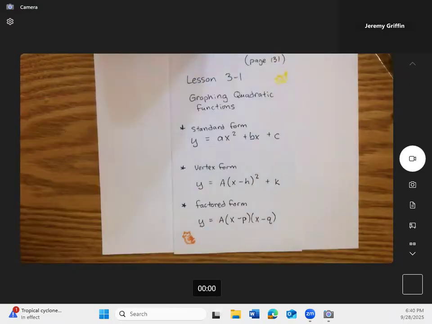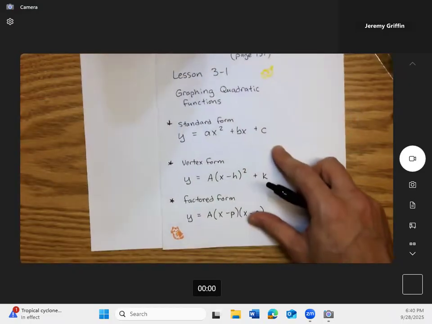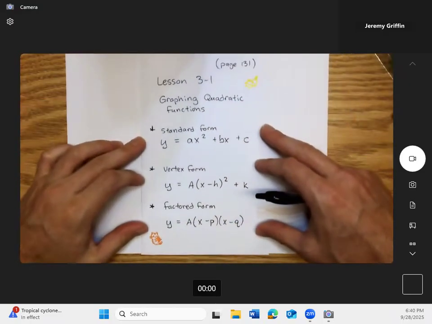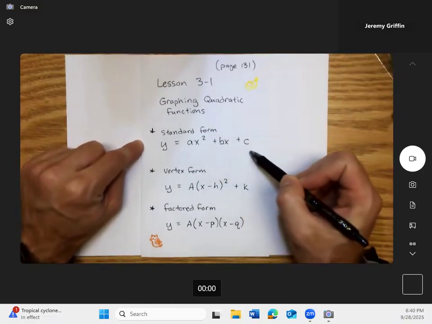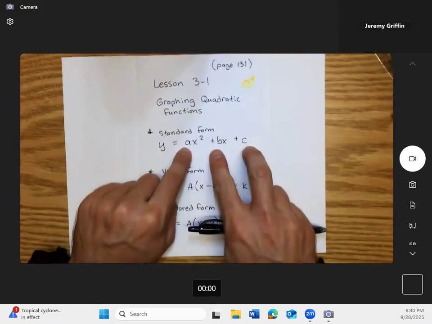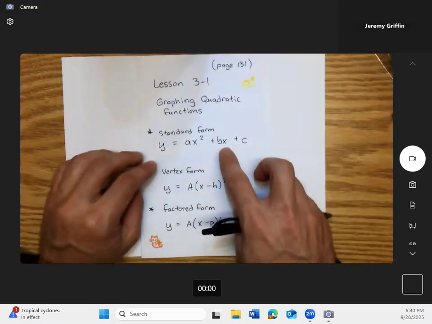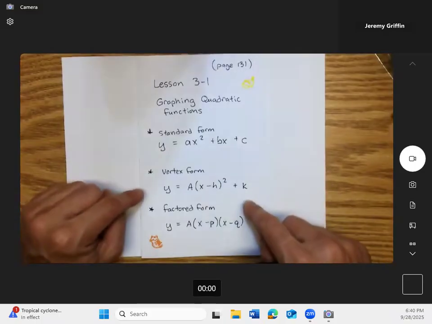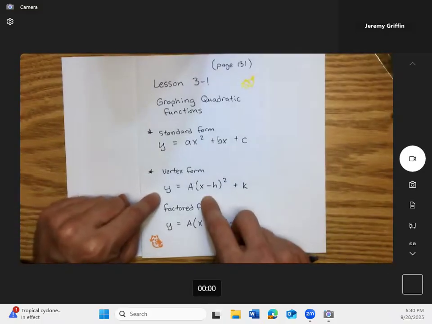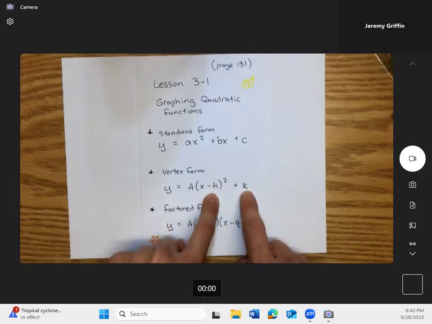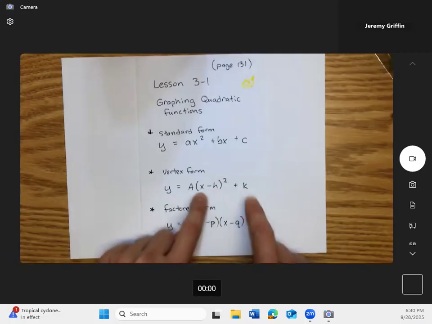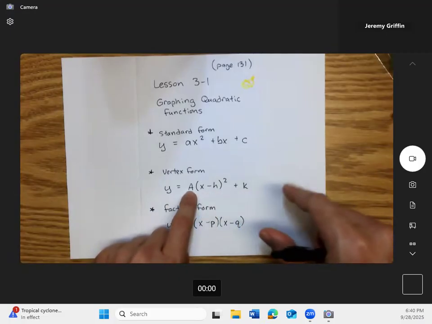Actually, the first three examples in your book lay out these three main forms to write parabolas. So there's standard form, like y equals ax squared plus bx plus c, where a, b, and c are numbers, like y equals 3x squared plus 2x plus 4. You can have vertex form, like y equals a times (x minus h) quantity squared, plus k, where you can very quickly identify the vertex at h comma k as a coordinate.